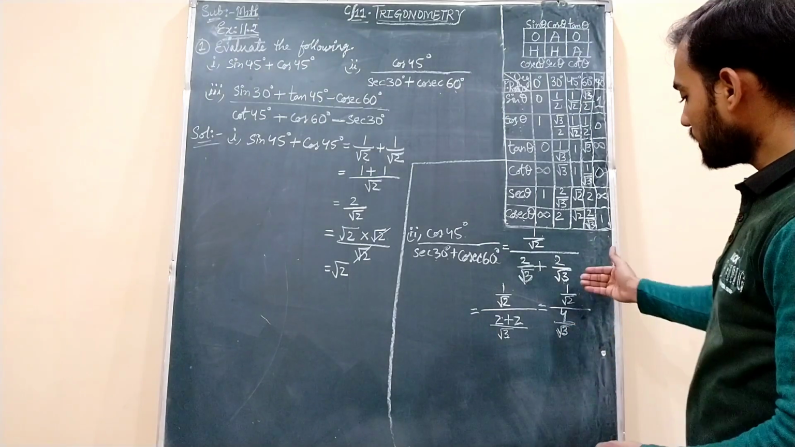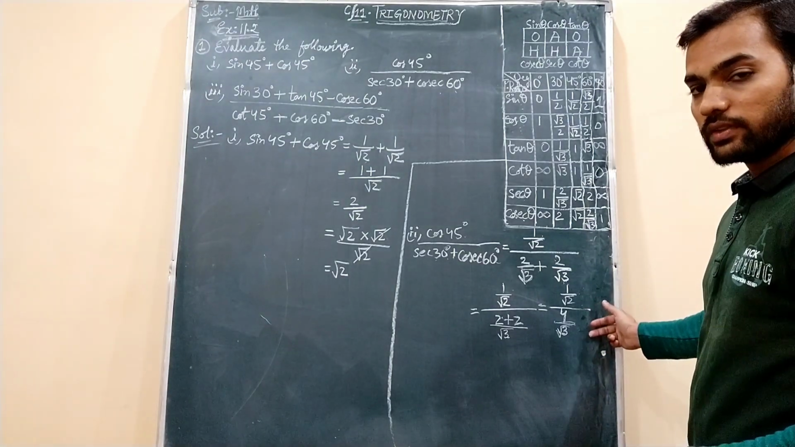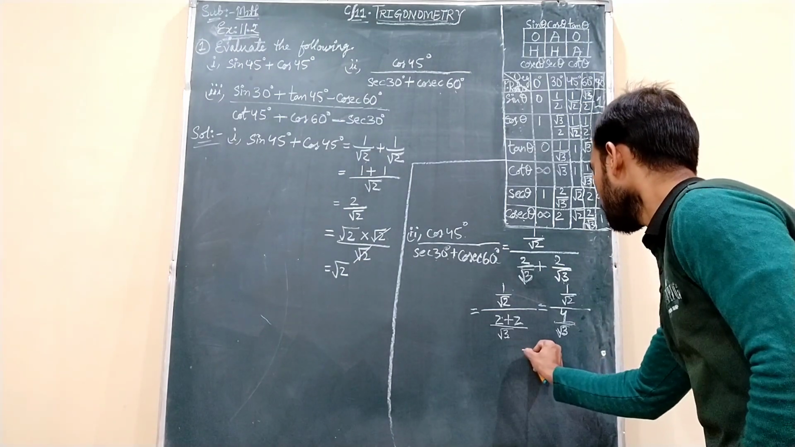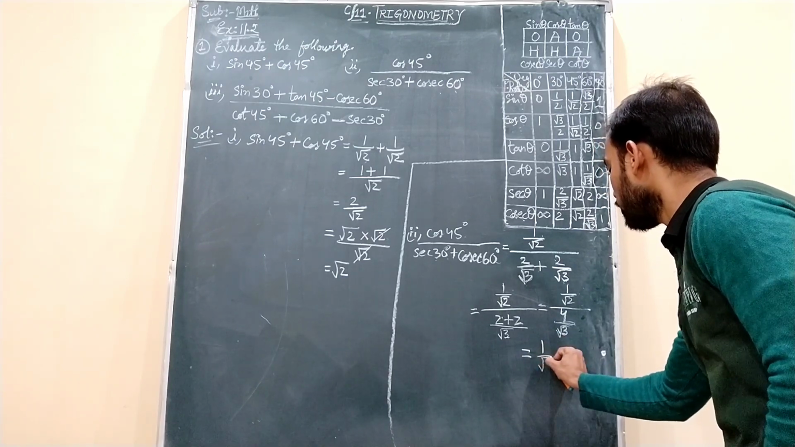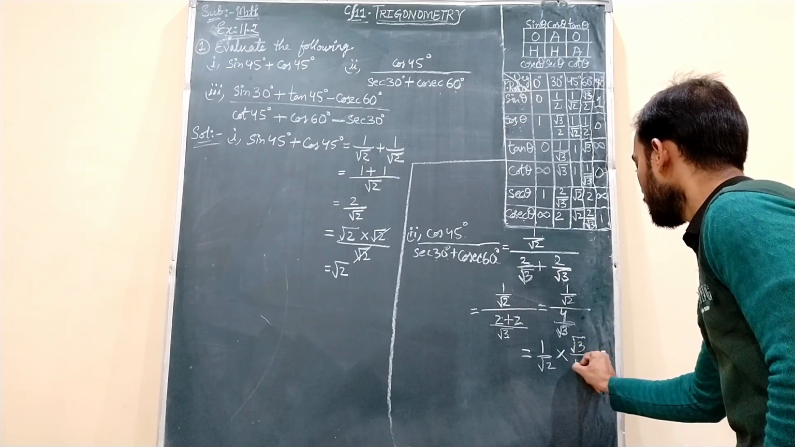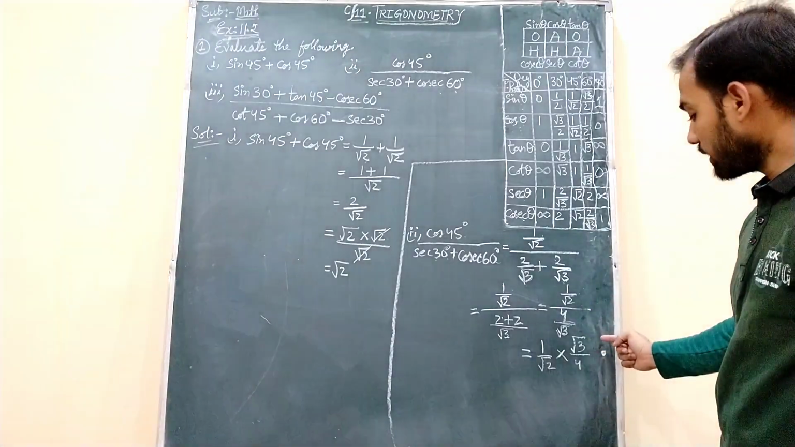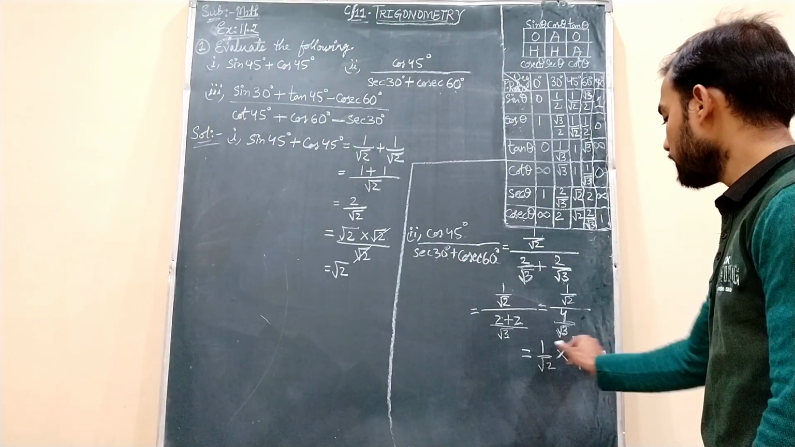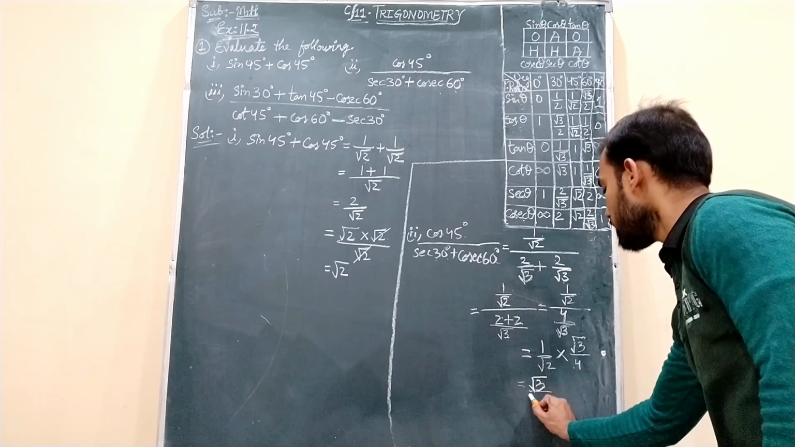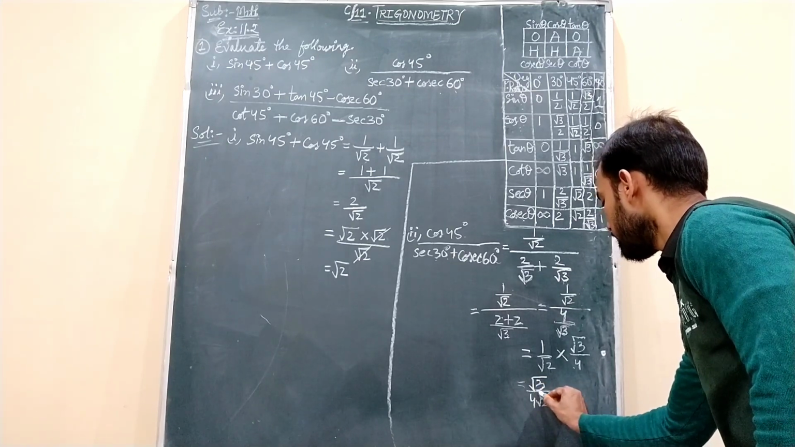Now this is also a fraction, and this is also a fraction. What we will do is take this 4 by root 3 into multiplication. So we get 1 by root 2 into root 3 by 4. The 4 by root 3 gets reversed, becoming root 3 by 4. Now we need to multiply them: 1 into root 3 is root 3, divided by root 2 into 4, which is 4 root 2.